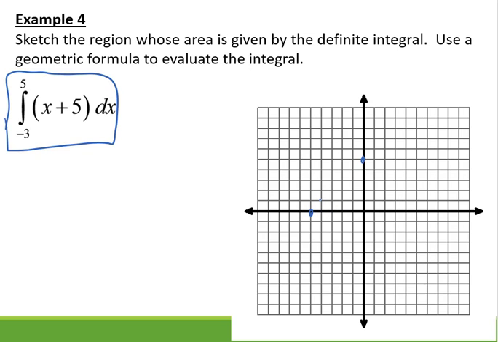I'm drawing in the curve here. I like to draw it all the way to 5. Okay, I promise that's all on there.